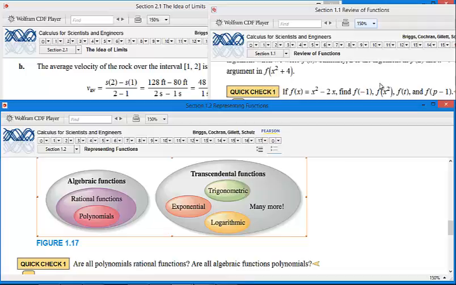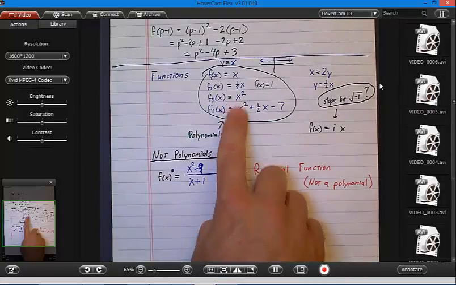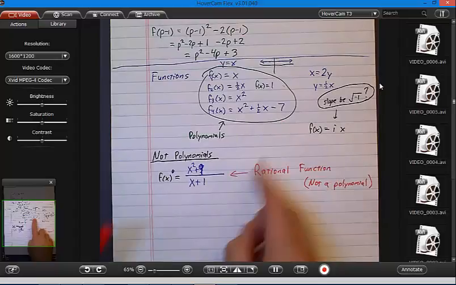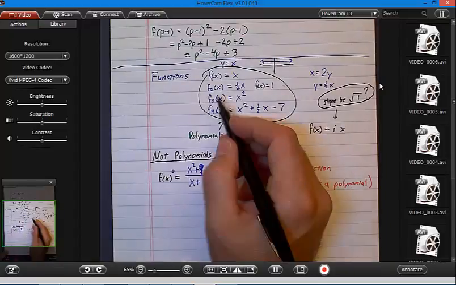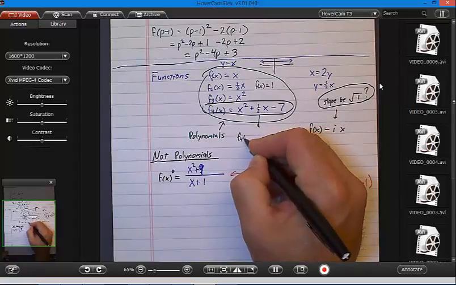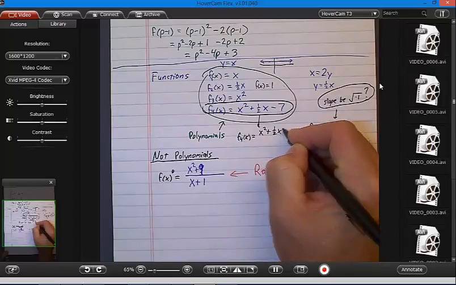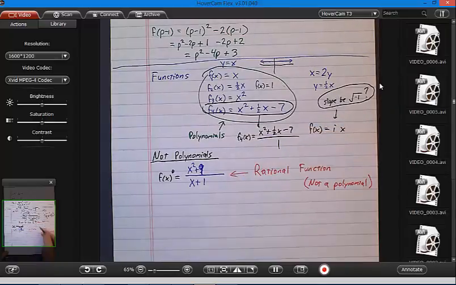But back to my notebook here, how do you show that these polynomials are rational functions? There's another way I could write this f4. I could take f4 of x and write it as x squared plus 1/2 x minus 7 over 1. So now you can see it's a rational function because f of x equals 1 is a polynomial. If you take a polynomial divided by a polynomial, that's what a rational function is.